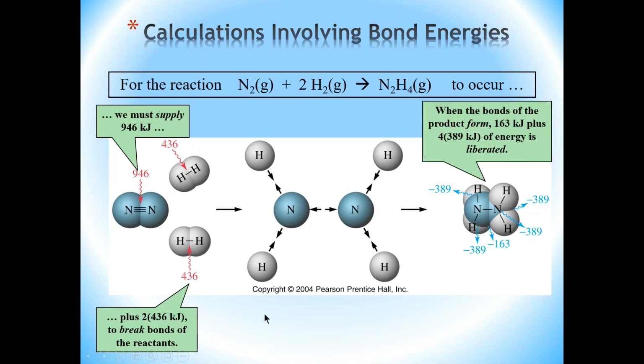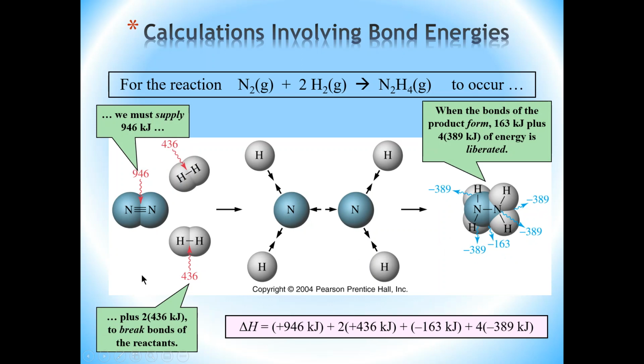As you can see here, it's 946 plus 2 times 436 kilojoules. That's the total amount of energy required by the reactants. As far as the product is concerned, we express the sum of the bond dissociation energies as negative values. So it's 163 kilojoules plus 4 times 389 kilojoules, representing the amount of energy that is released. That's why we express it as a negative value here and here. Let me do this math on my calculator.